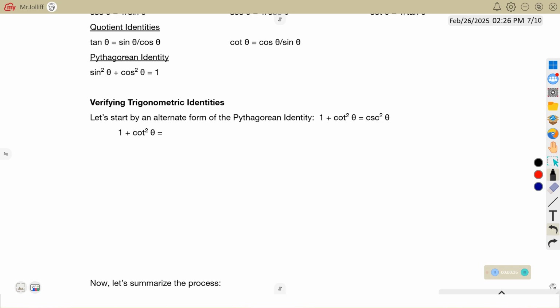So 1 plus cotangent squared, I've done that for us. And then you do algebra magic on this half until it looks like the other half. So our goal is to do some algebra magic on 1 plus cotangent squared to make it look like cosecant squared.